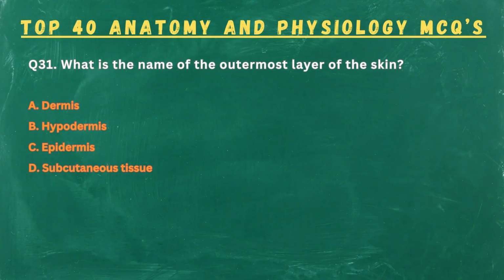Q30. Which part of the digestive system is responsible for bile storage? A. Liver. B. Gallbladder. C. Pancreas. D. Small intestine. Answer: B. Gallbladder. Q31. What is the name of the outermost layer of the skin? A. Dermis. B. Hypodermis. C. Epidermis. D. Subcutaneous tissue. Answer: C.